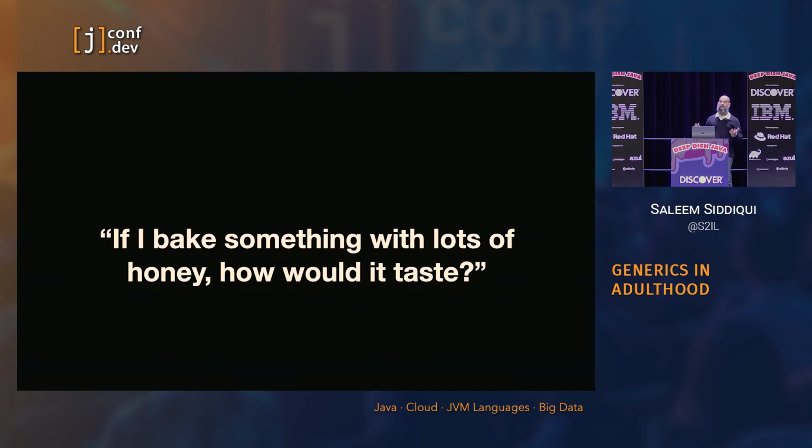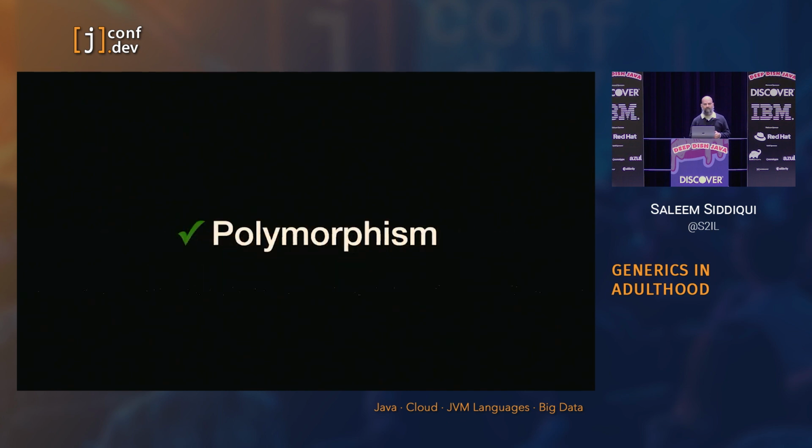If I make anything with honey, how would that taste? That is a sensible question. We want to be able to answer that, even though the final thing that is being baked is in a very real sense abstract. But we can conceive of an answer for that. So we do want polymorphism, things that are made with honey could be a wide variety of things, but we want to answer the question of how would they taste. But we don't want to answer the question of taste for something like color. So there is a distinction there.